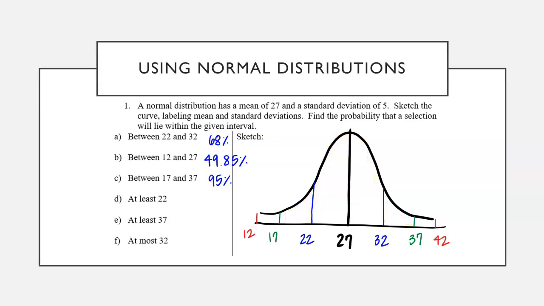D. At least 22. At least 22 means 22 and above. I know that everything above 27 would be 50% of my data. I also know that 22 is 1 standard deviation away from the mean. If 1 standard deviation above and below the mean is 68%, then that means 1 standard deviation below would be equal to 34%. So that means between 22 and 27 would be 34%. So the total, at least 22, would be 84%.